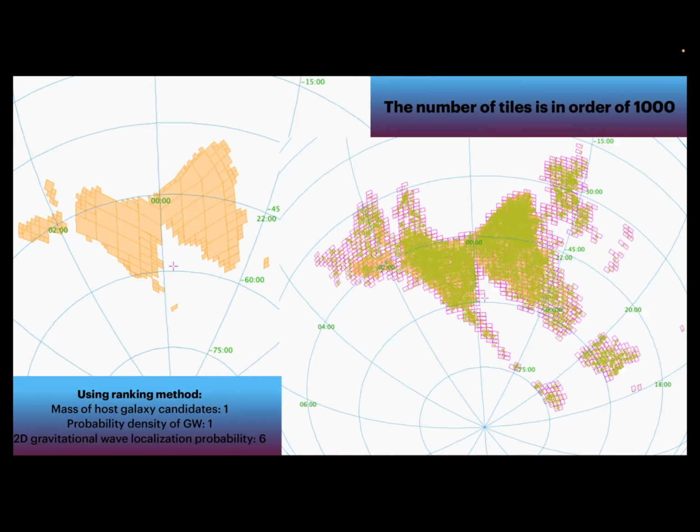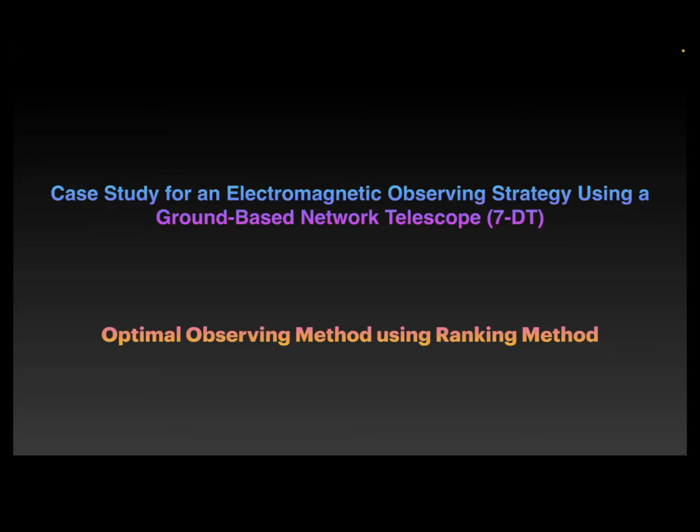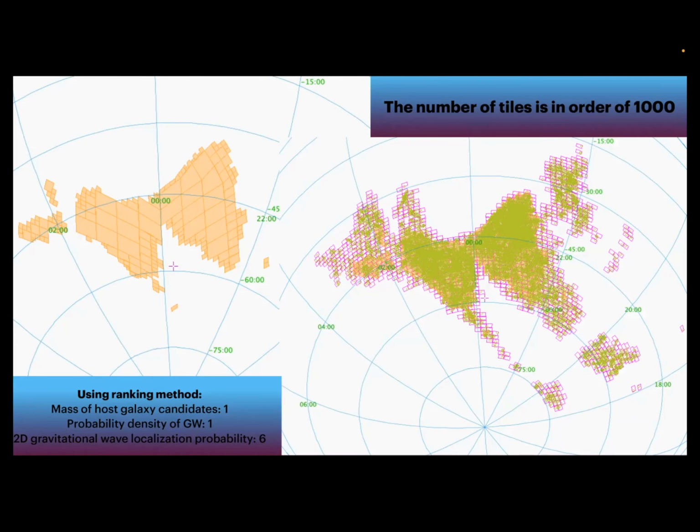And if we rank the tiles based on the 2D gravitational wave localization, we can find the tile that is placed in the 6th rank place. We can catch the gravitational wave source. So it shows that it's not necessary that we observe all 1,000 tiles. A ranking method can help us to catch the tiles very fast.